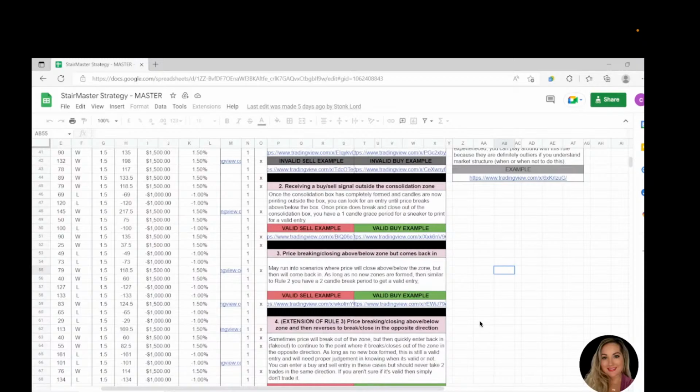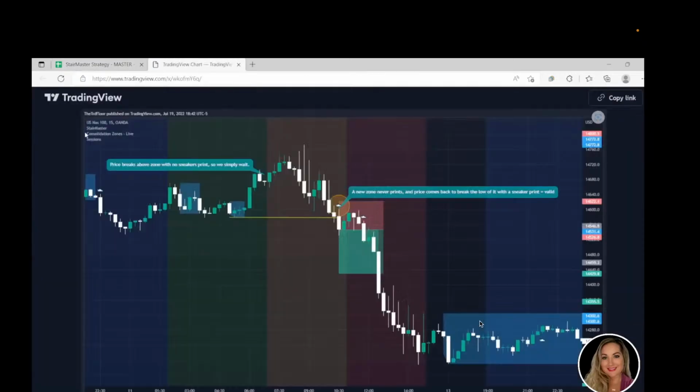So rule number 3 will explain a little bit about price breaking and closing above or below the zone, but then it comes back in. So this is another example of something that you may see happen. You may run into scenarios where price will close above or below the zone, but then it will come back into the box area. It will start trading back in that area of the box. As long as there are no new zones that have formed, consolidation zone boxes, then similar to rule number 2 that I just showed you, you have a 2 candle break period to get a valid entry. So I'll show you guys an example.